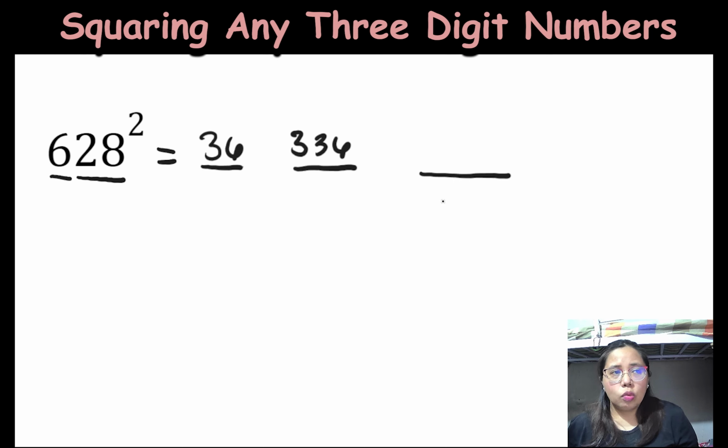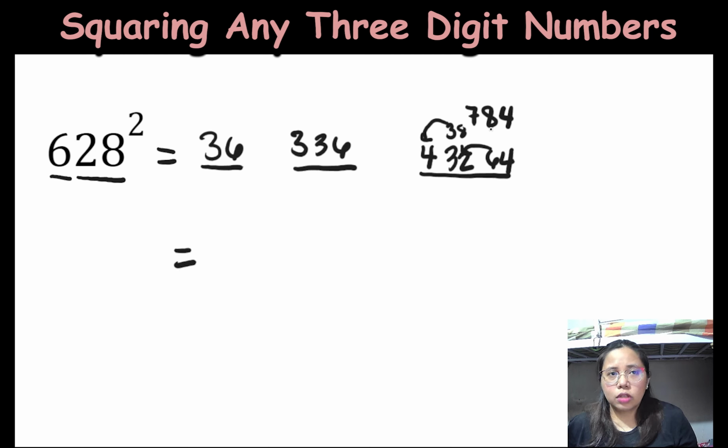And then, we get the square of the second part, which is 28 dito sa ating given. So, gamitin natin yung technique natin. So, we get 2 square is 4. Then, 2 times 8, 16 times 2, and we get 32. And then 8 square is 64. So, we get the first digit, carry over 6, so magiging 38. Kunin natin yung 8, tapos yung 3, carry over. So, we get 784.